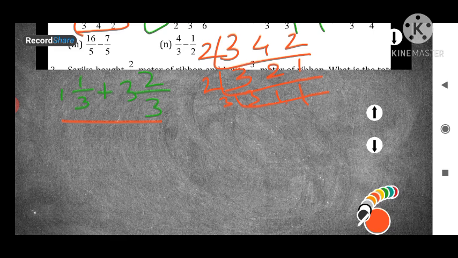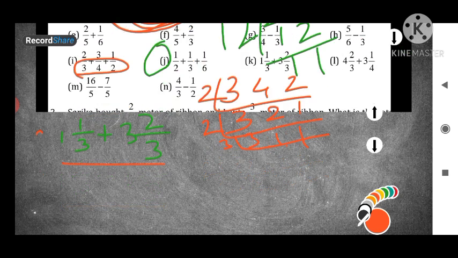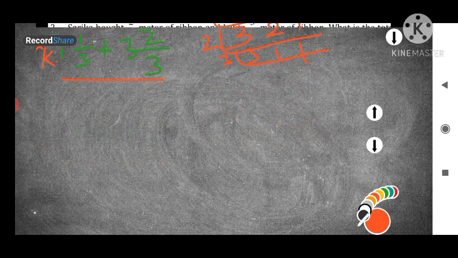Now what you will do? Before solving mixed fraction, we have to convert the mixed fraction into improper fraction, and we know how to convert improper fraction, isn't it? How you will convert? 1 multiply with 3 plus 1 upon 3, isn't it? In the previous exercise we have already done. Now if you will solve this, 1 into 3 is 3, 3 plus 1 is 4, 4 upon 3. So what we got? We got 4 upon 3.